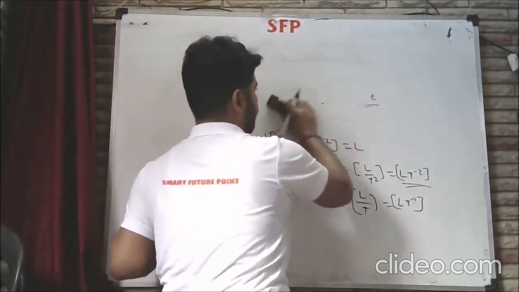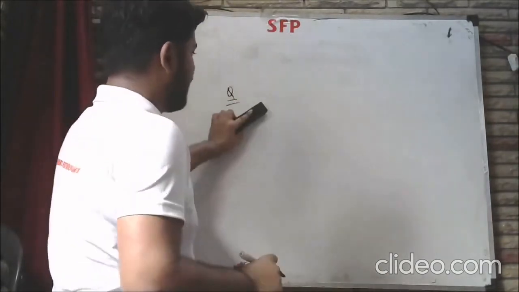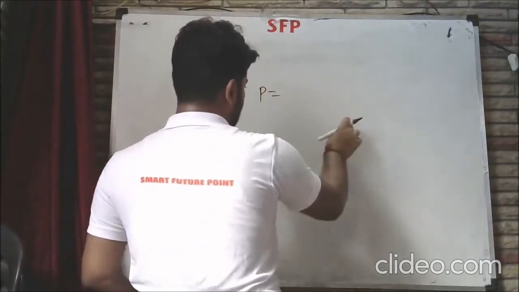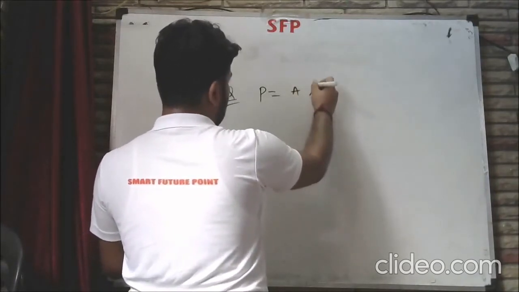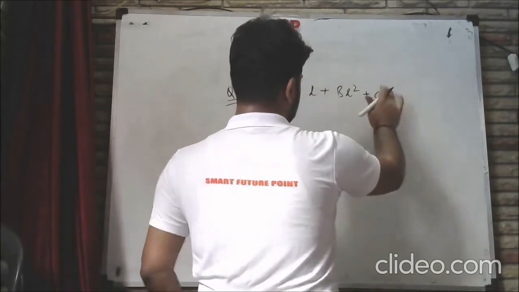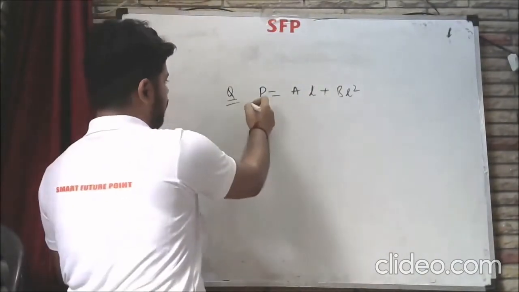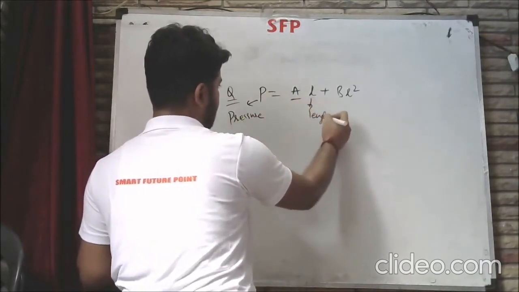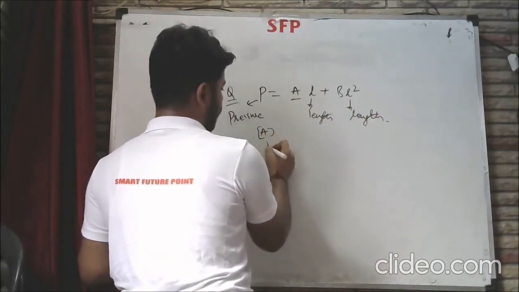Fine. Now I am going to give you another question. Now find the dimensions of this. Suppose pressure is represented by P equals A into length plus B length square plus C. This P is your pressure. L is represented by length. And we have to find the dimensions of A and B.